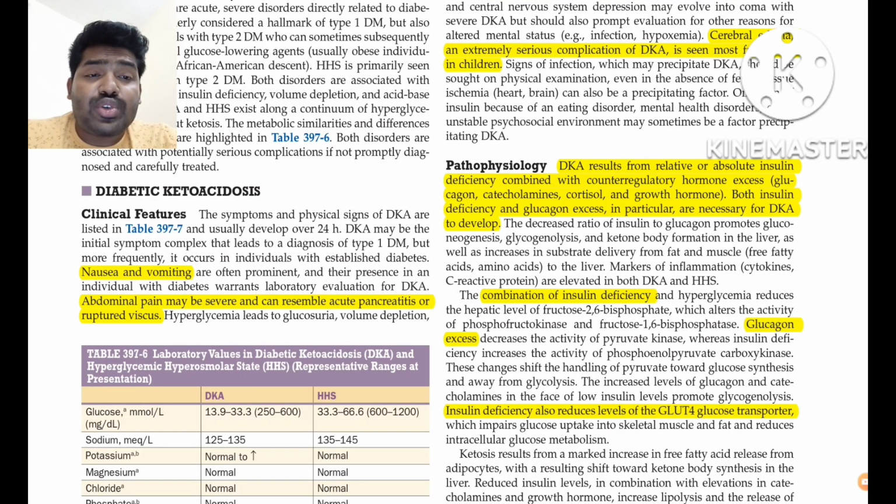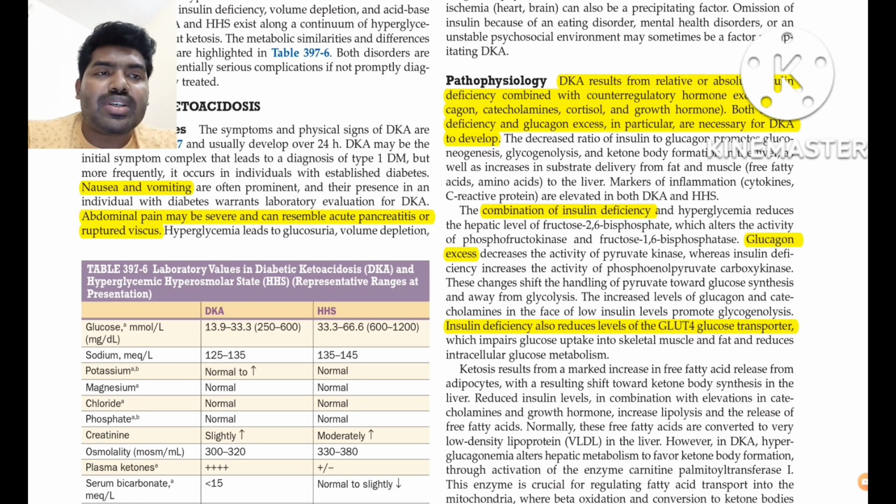For DKA to occur, there should be absolute absence of insulin. This absent insulin will raise the counter-regulatory hormone level in blood. Both these things will cause increased gluconeogenesis, that is, formation of glucose from non-carbohydrate precursors, and will also elevate the free fatty acid level in blood, and these free fatty acids will be converted into ketone bodies in the liver. Eventually, our blood will be flooded with glucose and ketone bodies. These ketone bodies will release H+ ions and this will cause acidosis.